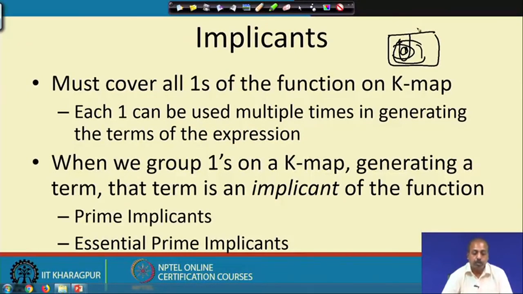Now, when we group ones on a Karnaugh map, generating a term, that term is called an implicant of the function. So, what is an implicant? An implicant means that term can generate some 1 in the Karnaugh map, and maybe we can classify these implicants into prime implicants and essential prime implicants. So, we will see what they mean.